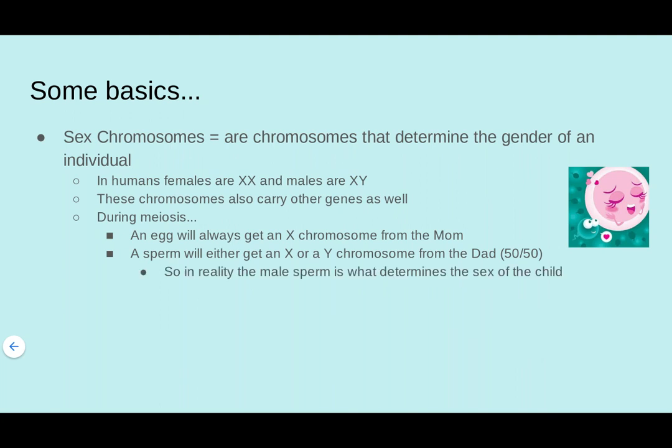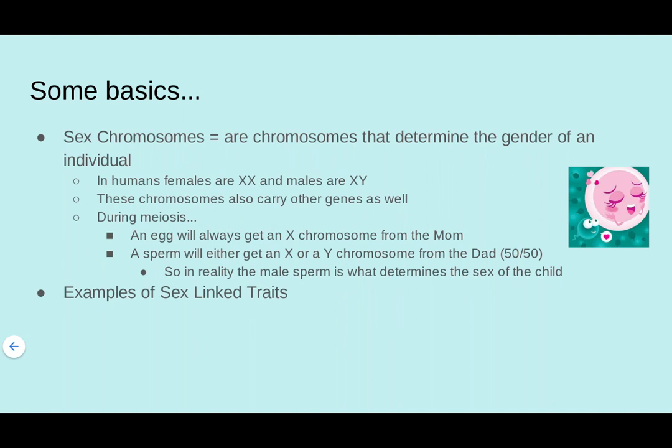So in reality, when you think about it, you always get an X from mom, you either get an X or a Y from dad. So the male sperm determines the sex of the child. If the sperm brings an X to the egg, XX, it's going to be a female. If it's a Y, XY, it's going to be a male.